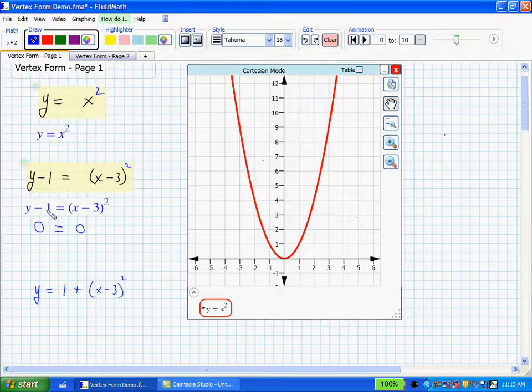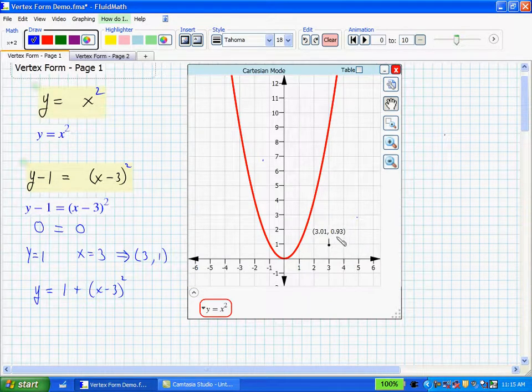Well, if y equals 1, 1 minus 1 is 0, so that is an easy point to see. And if x equals 3, 3 minus 3 is 0, and therefore we know that if x equals 3 and y equals 1, we get 0 equals 0, which means we have a point on the curve, (3, 1), that makes the equation true and is therefore a point on the curve. So the point (3, 1) is a point on the curve, approximately there.